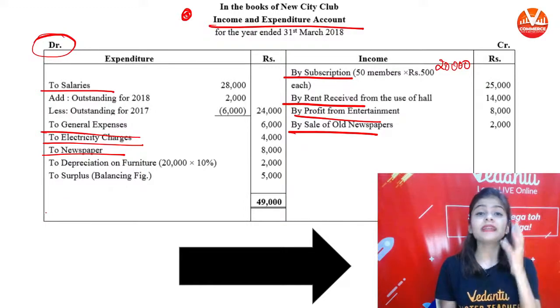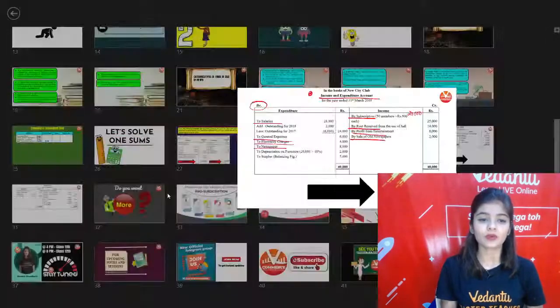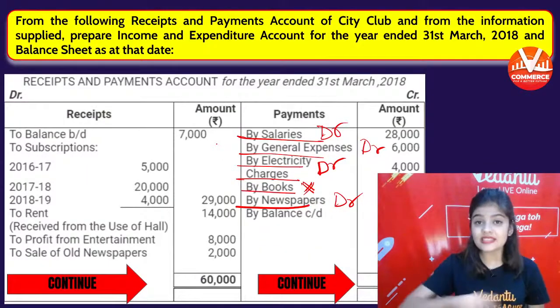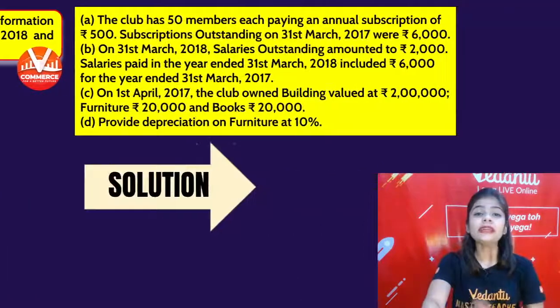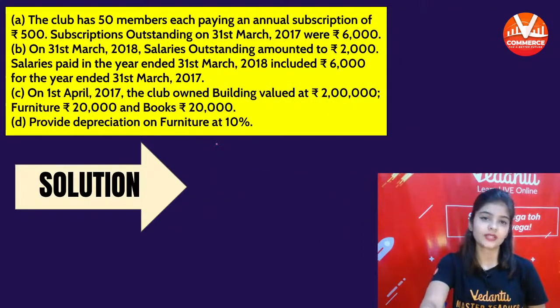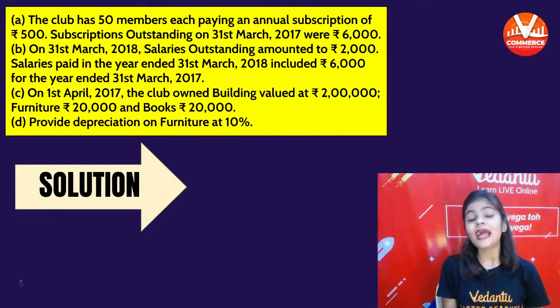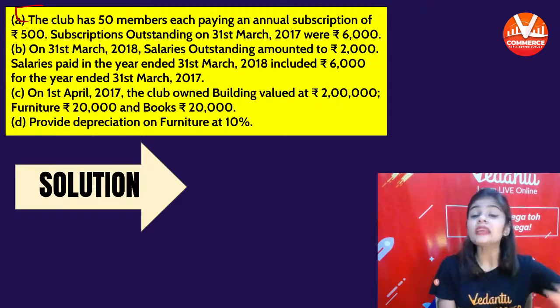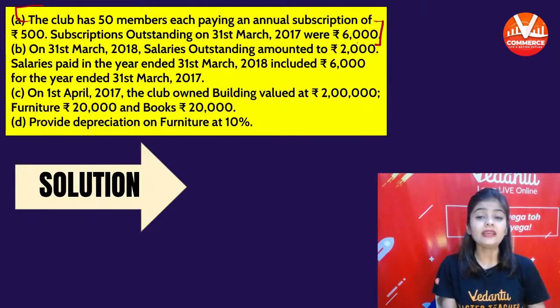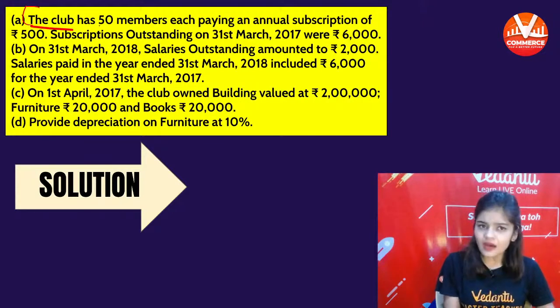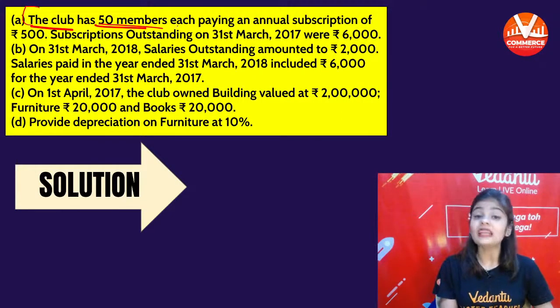Now after recording the items of the receipt and payment account, you will read the additional information. What do we have to do? We have to read the additional information. And the first point is very important. This first point is the main point of this question. So the first additional information is the club has 50 members, each paying an annual subscription of 500.